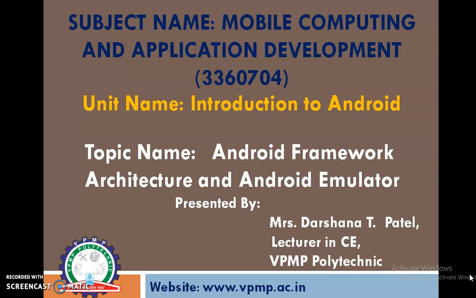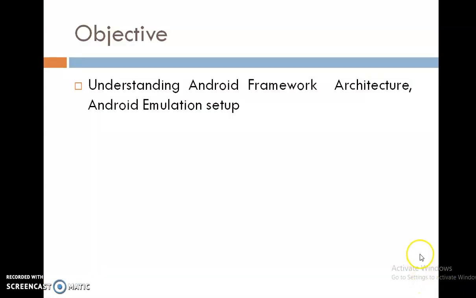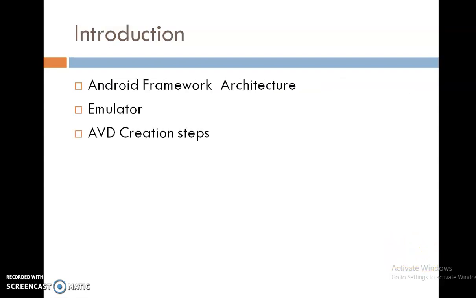My subject is Mobile Computing and Application Development, subject code 3360704, topic name Android Framework Architecture and Android Emulator of Unit, Introduction to Android. Now, the objectives of today's learning are understanding Android framework architecture, Android emulation setup, and AVD creation steps. Topics to be covered in this video are Android framework architecture, emulator, and AVD creation steps.